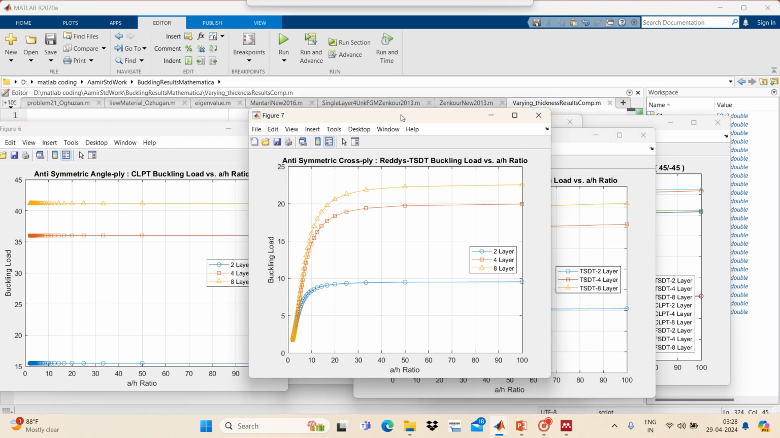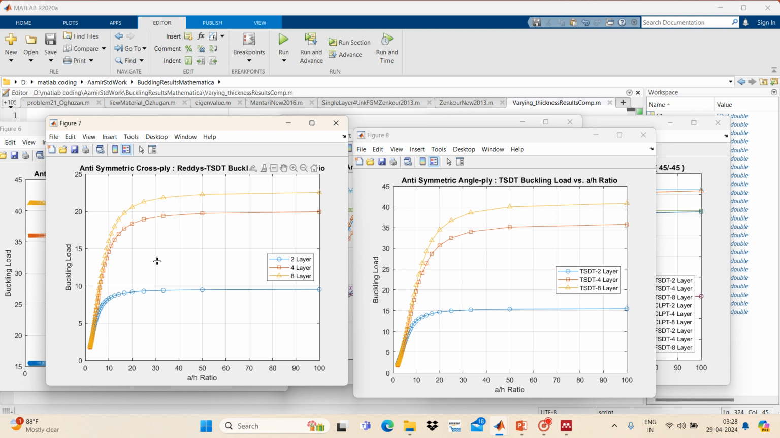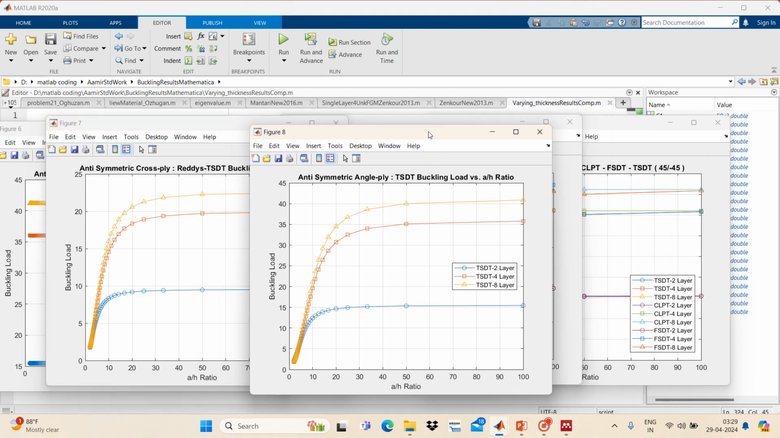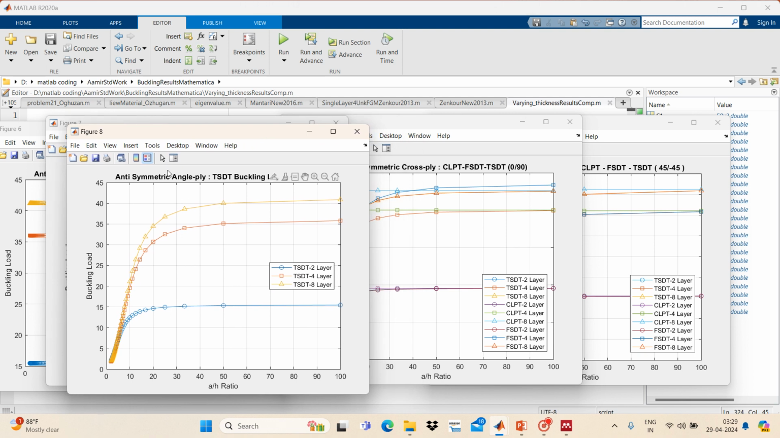Now we will see this. This is for the reduced third order shear deformation theory. For 2 layer we are getting these results, for 4 layer this one and 8 layer this one. Similarly this one was for the cross ply, and this is figure 8 for the angle ply, 45 degree and minus 45 degree. If it is 2 layer, then 45, minus 45; for 4 layer, 45, minus 45, 45, minus 45; and similarly this would go up to 8 layer ply.